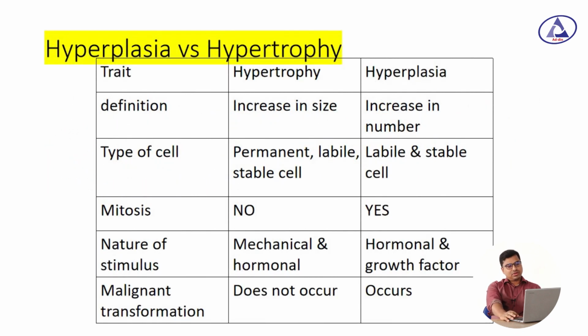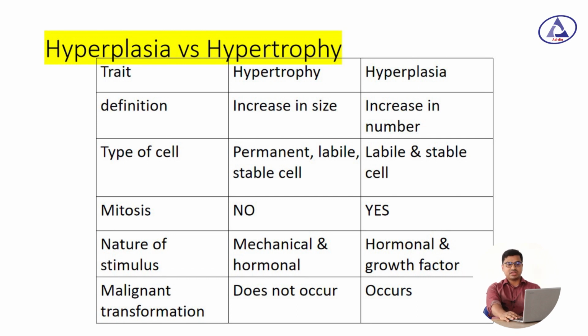Now I can show you the difference between hyperplasia and hypertrophy. Hypertrophy is defined as an increase in size. On the other hand, an increase in the number of cells is called hyperplasia. The types of cells involved in hypertrophy are permanent cells, labile cells and stable cells. On the other hand, labile cells and stable cells are involved in hyperplasia.